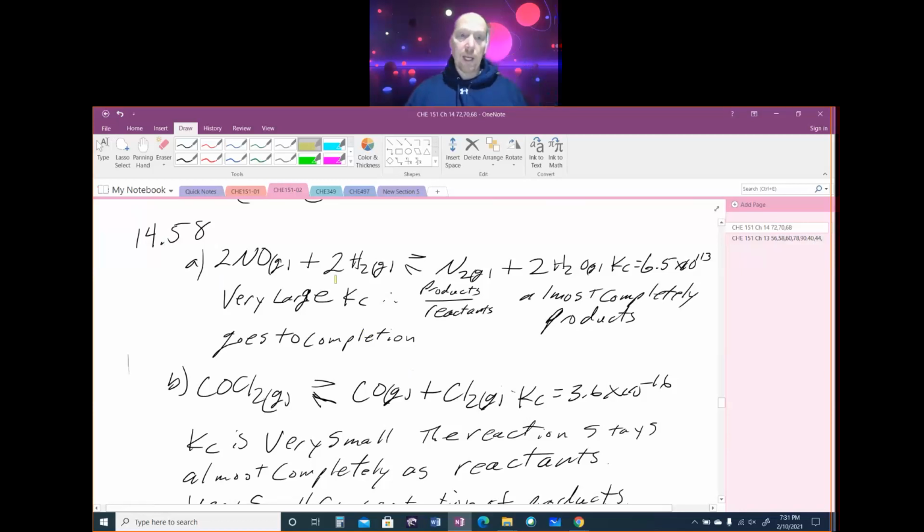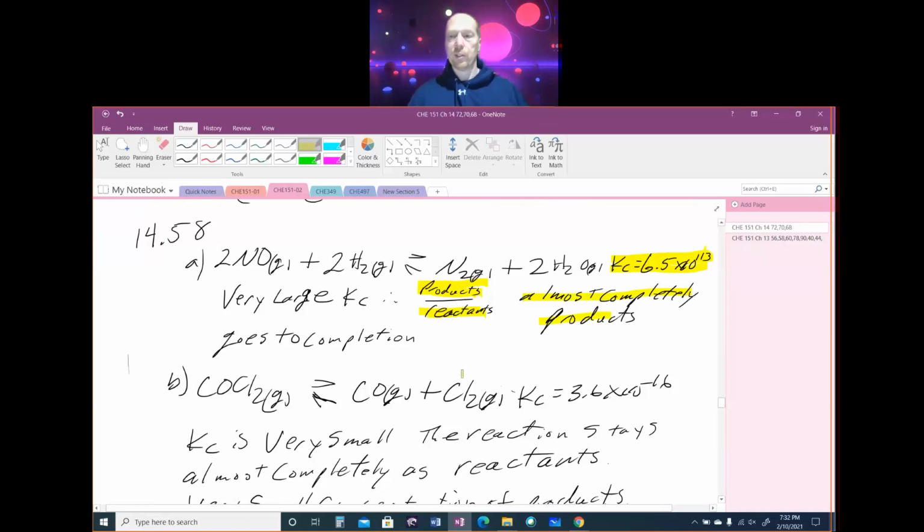All right, in 58, it just says, is this reaction going to completion or not? The Kc of the first reaction here is 10 to the 113. That is extremely large. You can't include that number in most calculators. It is too large to put in most calculators. So that's an extremely large Kc, which means basically you have all products and you have no reactants. And so this goes to completion.